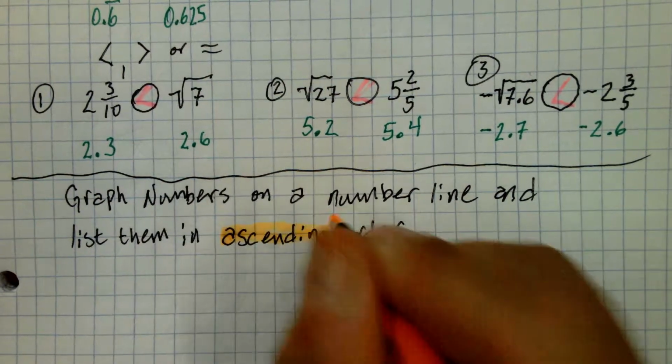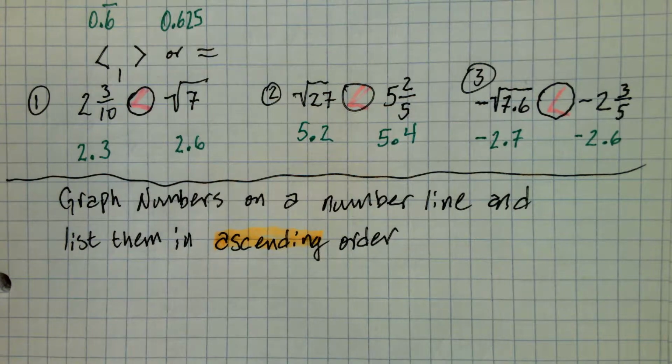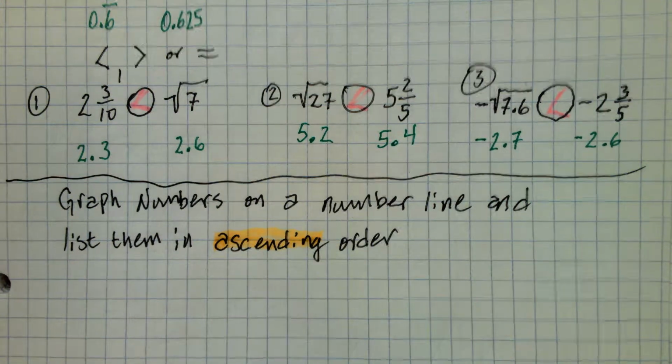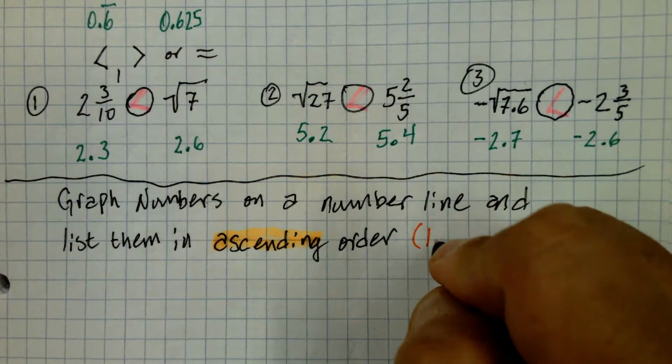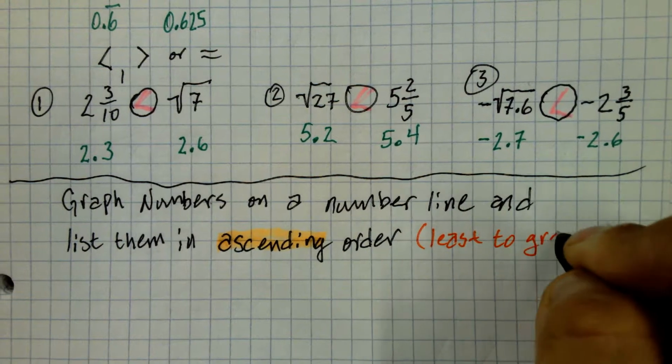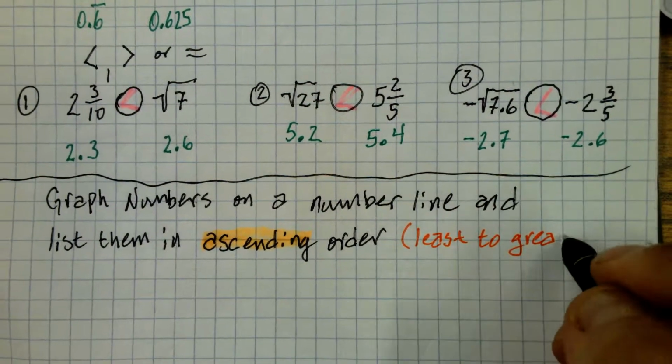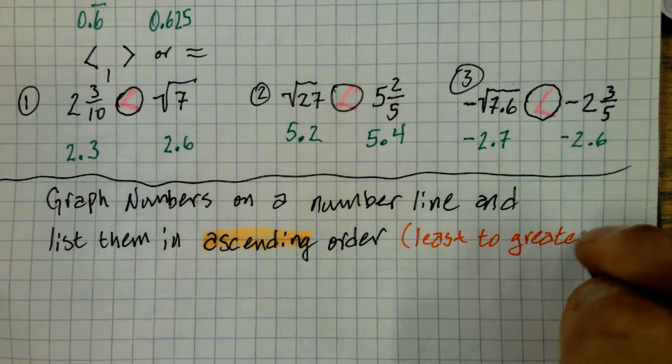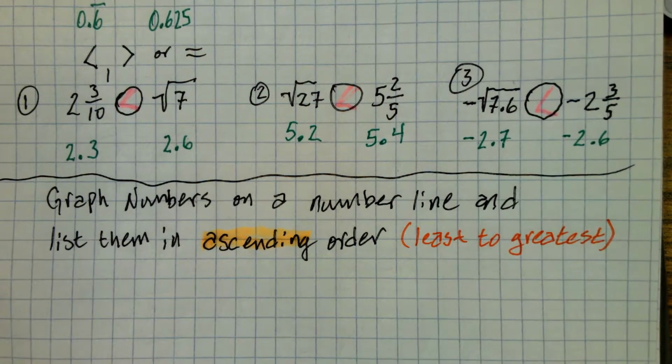So let's talk about what ascending means. When something is ascending, like a plane, it's increasing, right? It's going up. So we want our numbers to go from least to greatest, as opposed to descending when we want them from greatest to least. So I'm going to write that down: ascending is least to greatest. And on today's assignment, you're going to get both. All right. So we want to go from least to greatest.